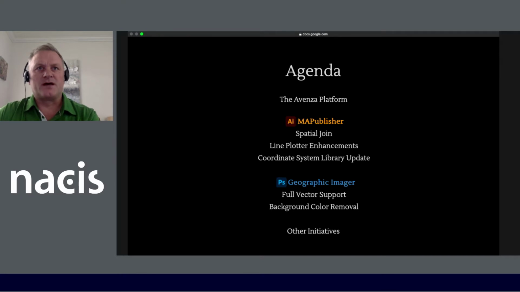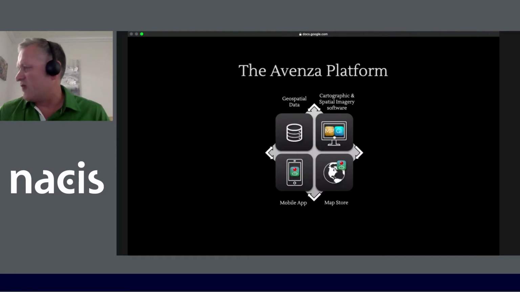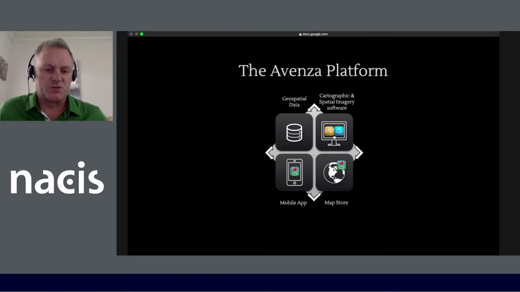So a bit about me before we launch into the Avenza platform. My name is Nick Burchell. I was originally a cartographer, so most of the 90s across the other side of the pond was spent making maps. I've been in software and services since 2000, and I've been with Avenza for a total of 10 years. My current role is product management for MAPublisher as well as Geographic Imager. I also look after customer services for the company, as well as all of the QA direction and strategy for our development units.